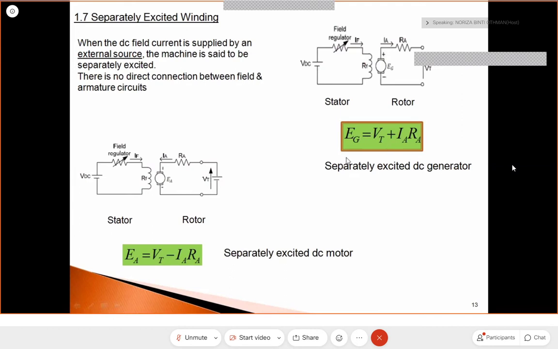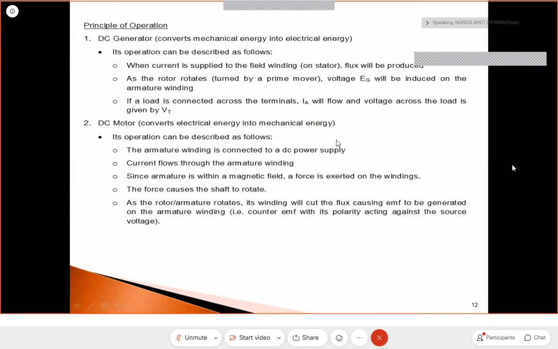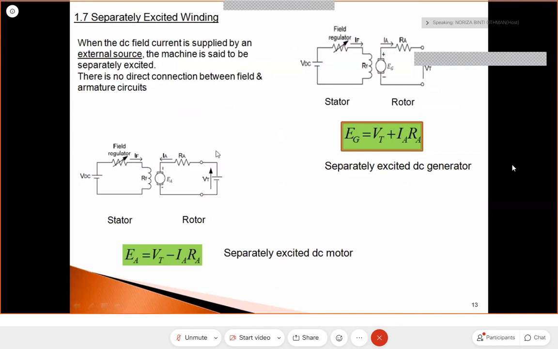For the DC machine, if you look at the figure, this is the generator. The difference between DC generator and DC motor is that they are basically the same, except the input and output are different. The operation of the motor can be described as follows. The armature winding is connected to a DC power supply, and the current flows to the armature winding. Since the armature is within the magnetic field, force is exerted on the winding, and the force causes the shaft to rotate. As the rotor rotates, the winding cuts the flux, so EMF will be generated.